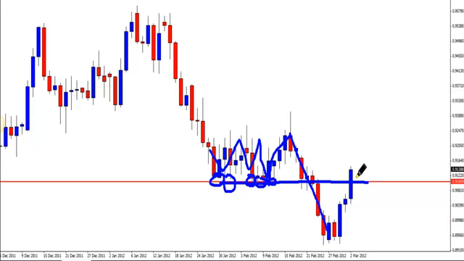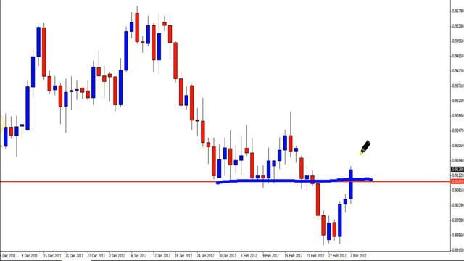Now, the reason we wait for confirmation, price action as confirmation, is because we don't want to be entered into trades when something like this happens. So we mark this line, we jumped down to intraday charts, and we were looking for some sort of rejection of this level.